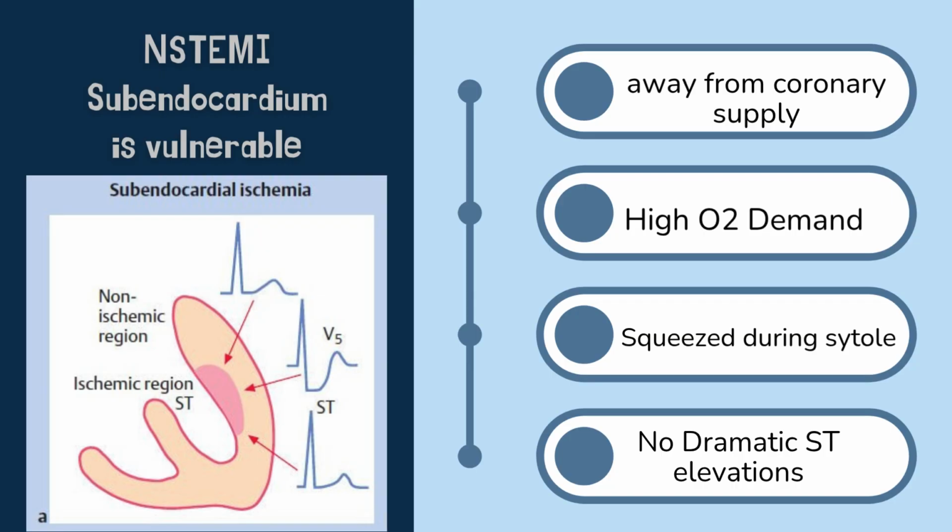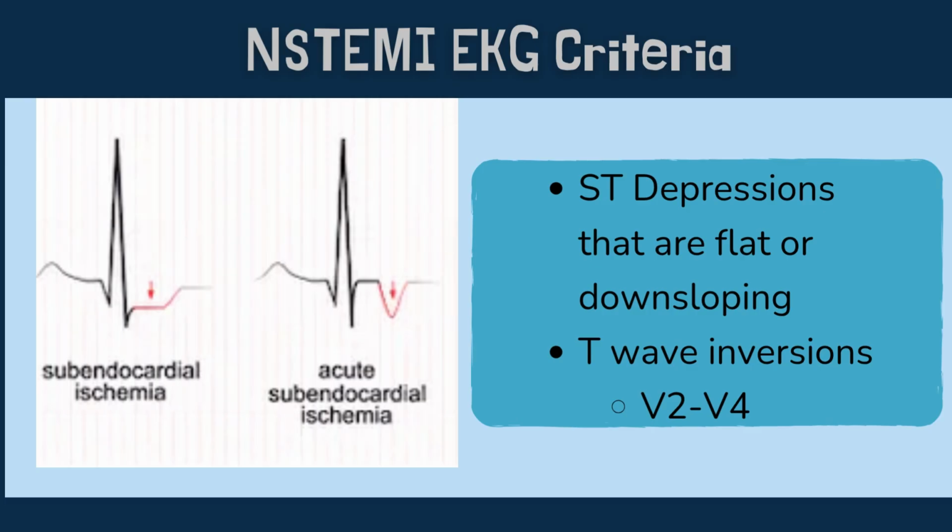So when you're looking at the EKG in an NSTEMI, you need to think differently than you did with a STEMI. Because this infarct is only partial thickness, you're not going to see those dramatic ST elevations. What are we going to see in a non-ST elevation MI? We see ST depressions that are flat or downsloping, and we can see T-wave inversions, especially in V2 through V4.